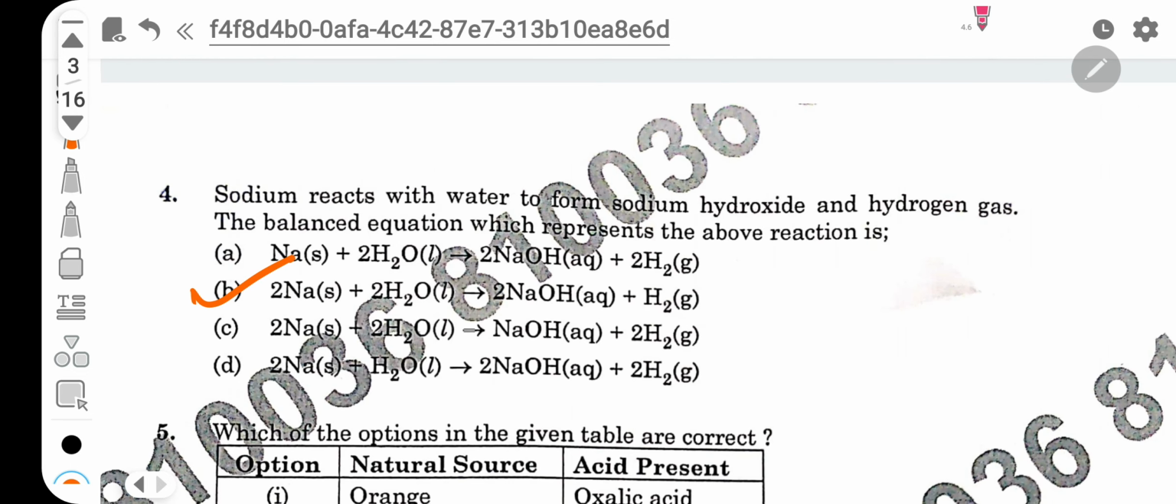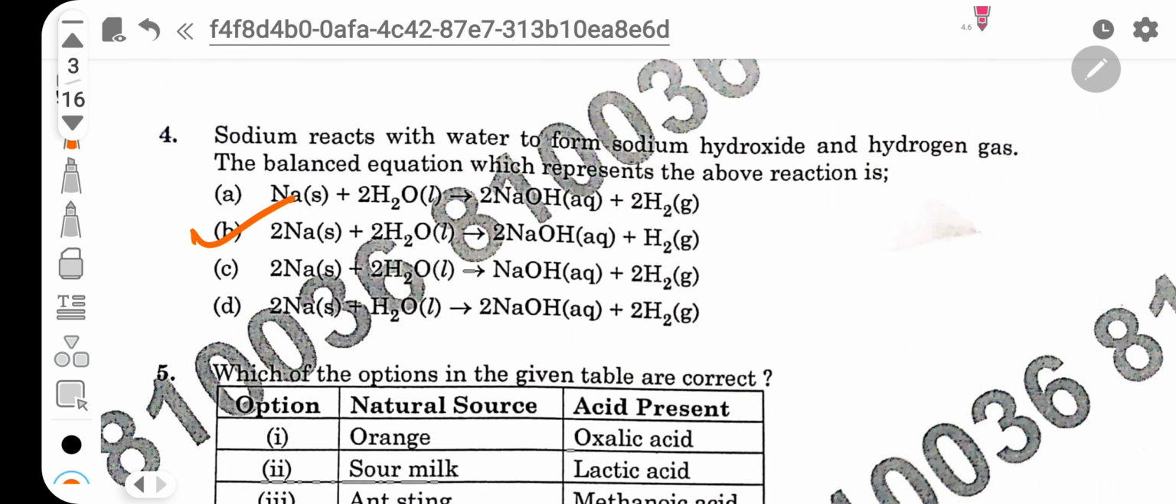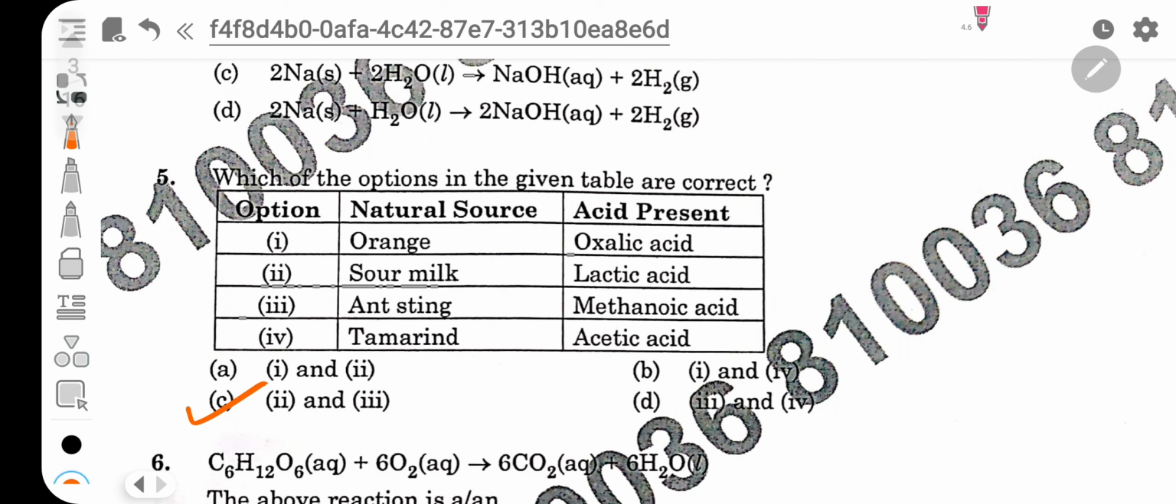Now question number 4. Sodium reacts with water to form sodium hydroxide and hydrogen gas. The balanced equation which represents the above reaction is? You can see that 2 sodium, 4 hydrogen, 2 oxygen. So the answer is B.